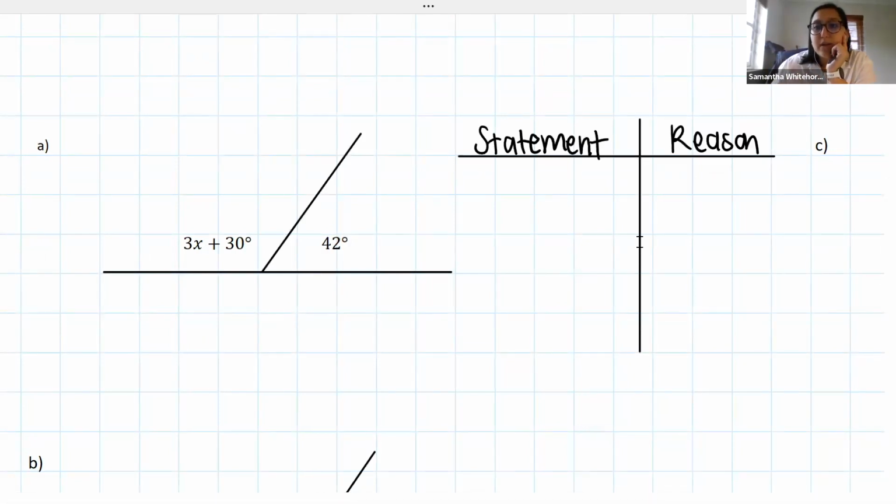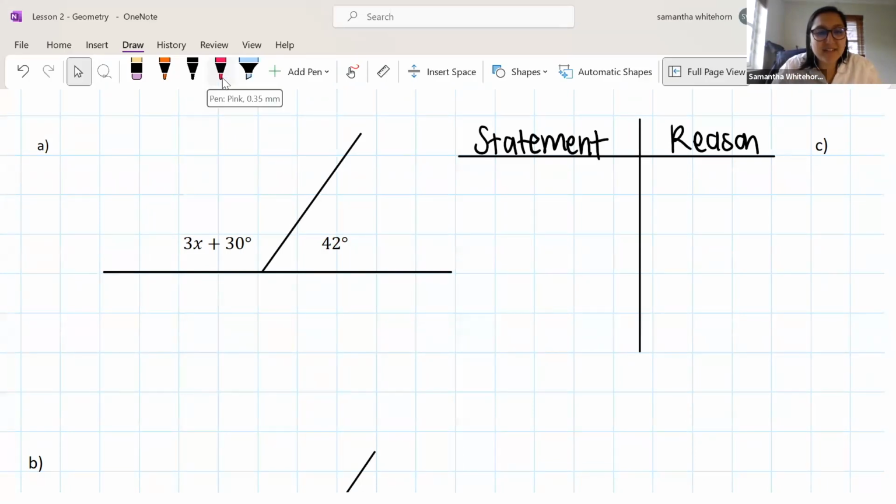Okay, so if we start with question A over here, we have been given this diagram. We've got one angle on the left, which is an angle of 3x plus 30, and then we've got an angle on the right of 42 degrees. Does anyone want to raise their hand and tell me which geometric reason we would use to find x? Sanyane? Ma'am? Yes. We would use angles on a straight line. Perfect. And what does the reason tell us angles on a straight line are to each other? What's the relationship?